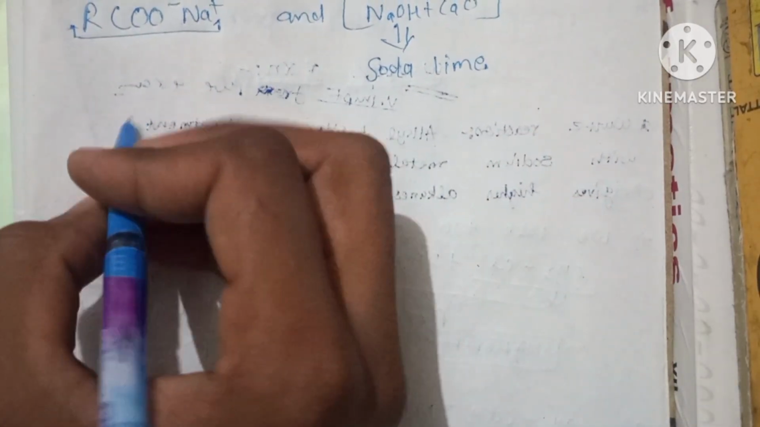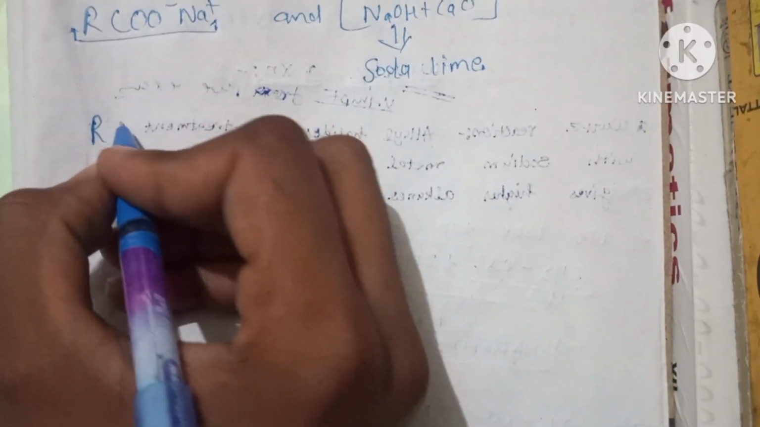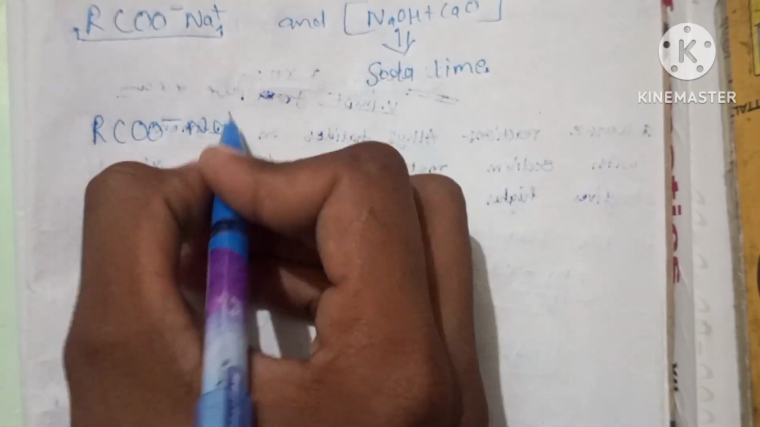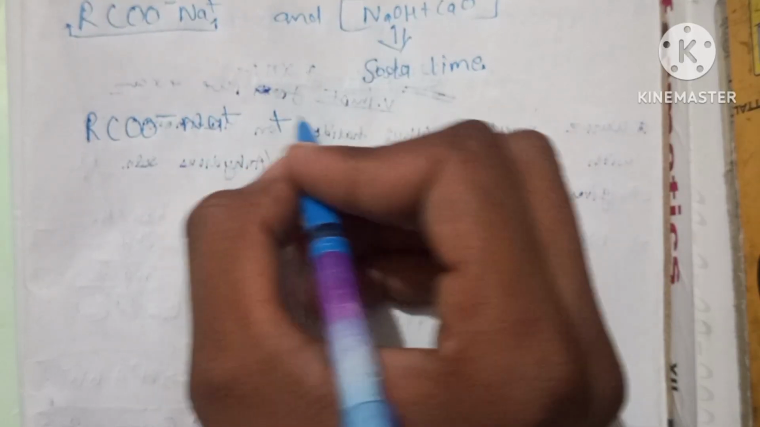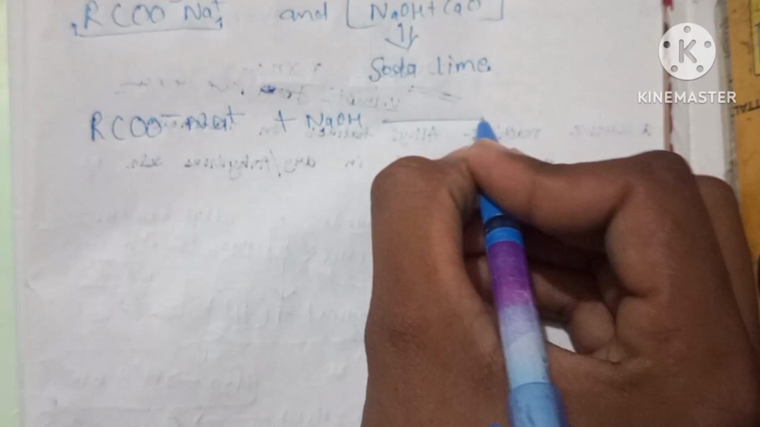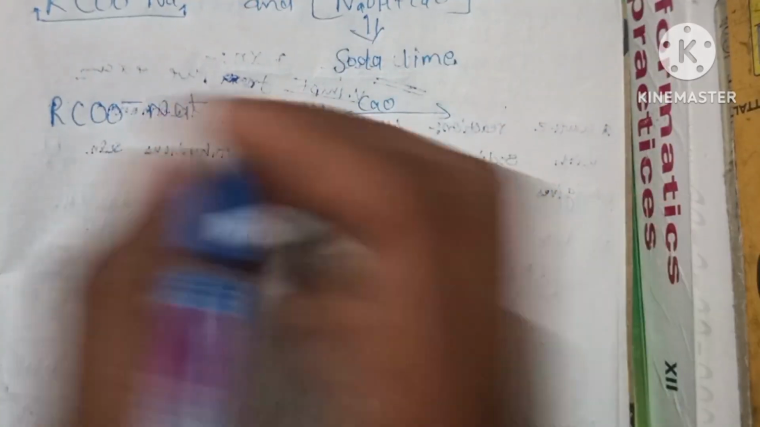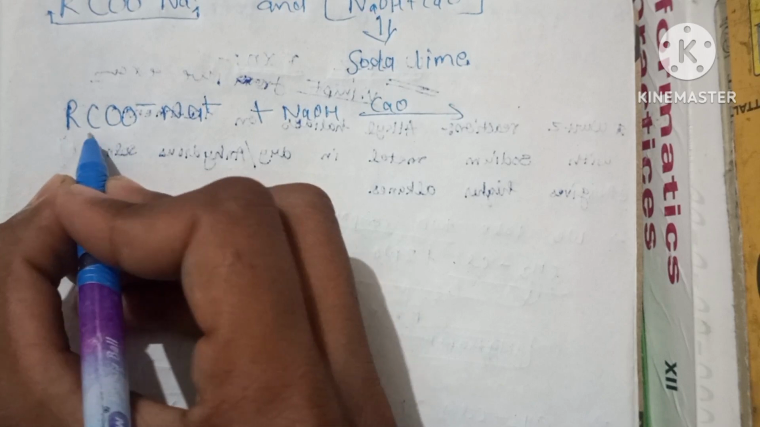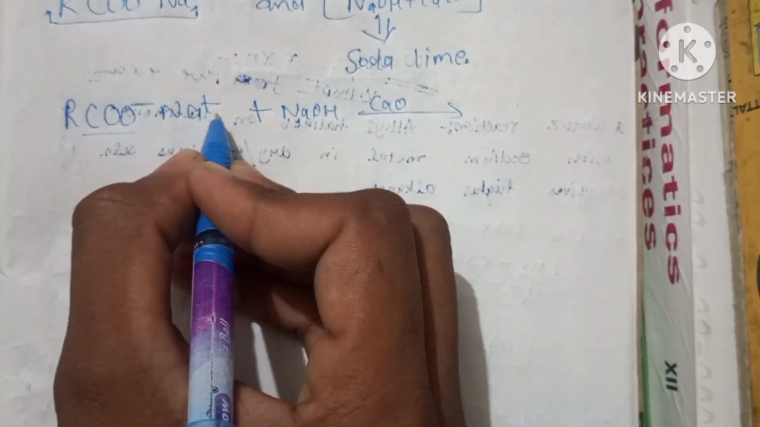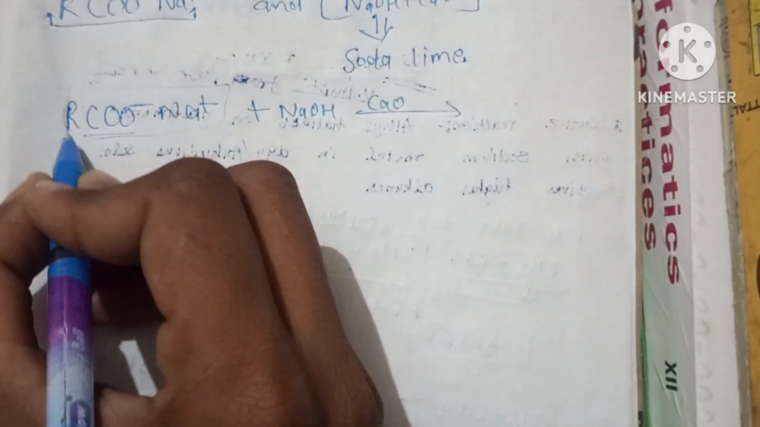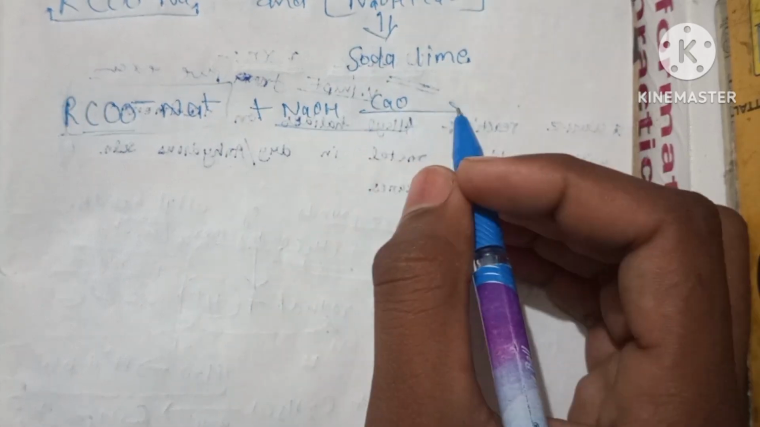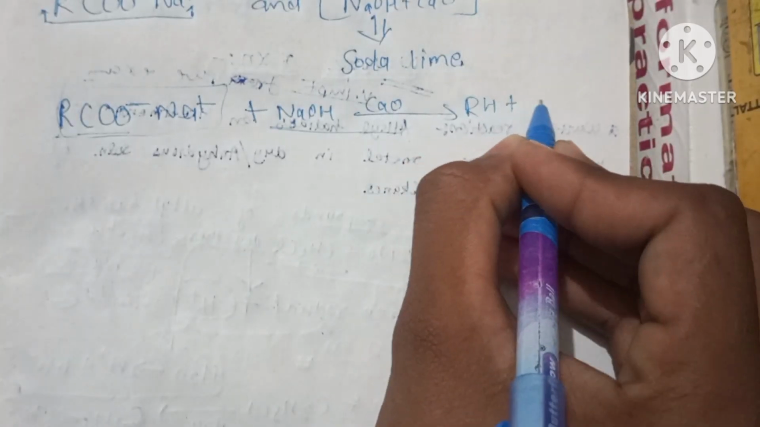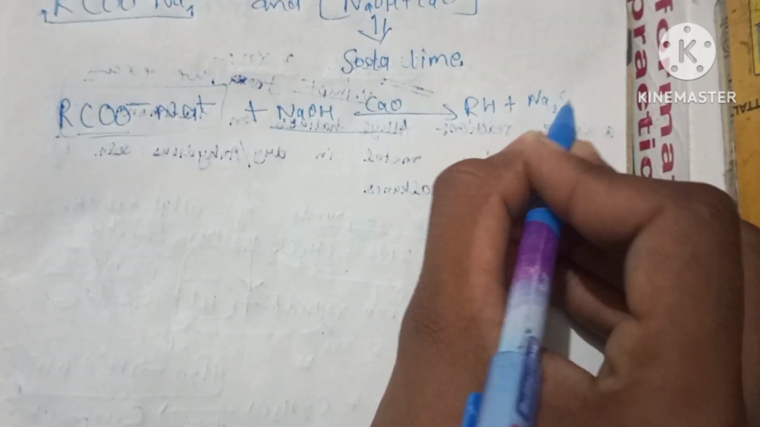So we take an example: RCOO minus Na plus soda lime, NaOH in the presence of CaO. Here R is an alkyl group and this is RCOONa. This whole is the sodium salt of carboxylic acid with an alkyl group. On treating with this whole soda lime, this will give RH plus Na2CO3.